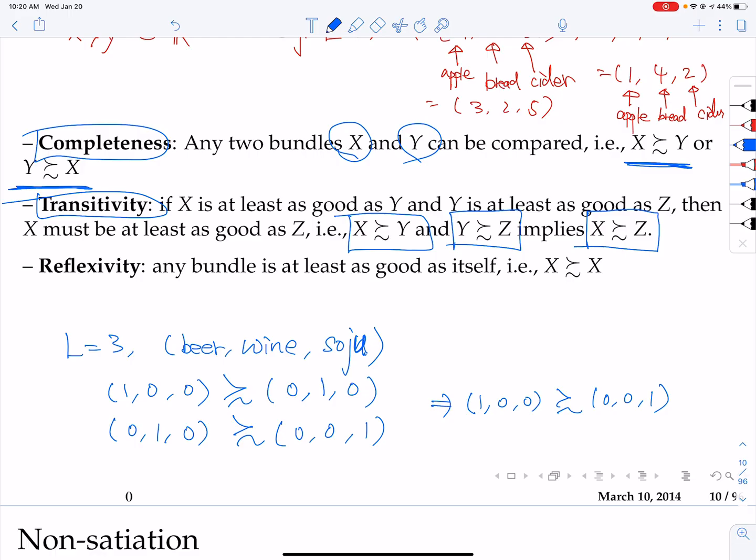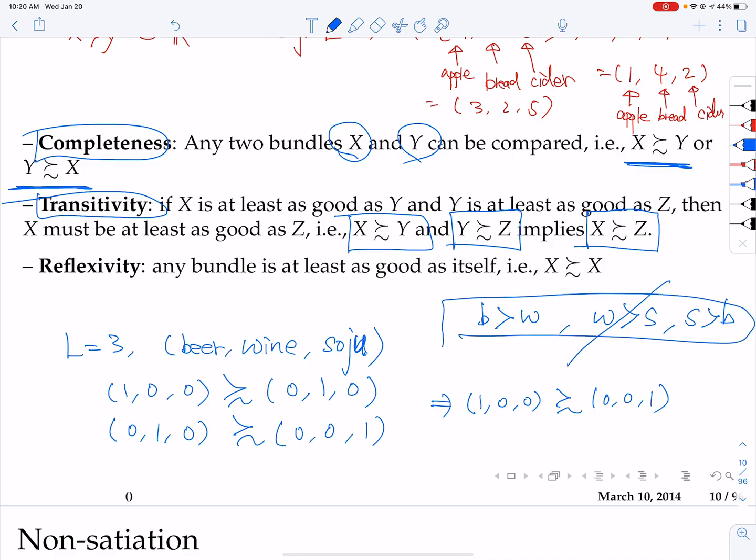But of course, we always see weird persons, right? I actually have a friend who used to say that I prefer beer to wine, and I prefer wine to soju, but somehow I prefer soju to beer. So this is violating the assumption of transitivity. But sometimes we can see this kind of person, and moreover, when we are collecting individuals' preferences to form a preference of a society, sometimes we can see a case where the transitivity is not satisfied.